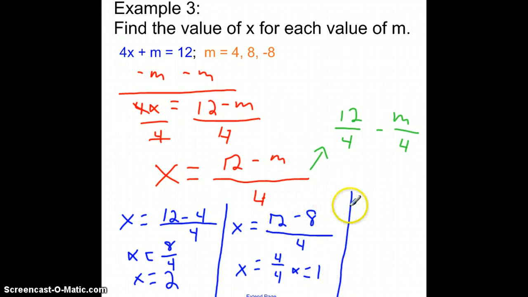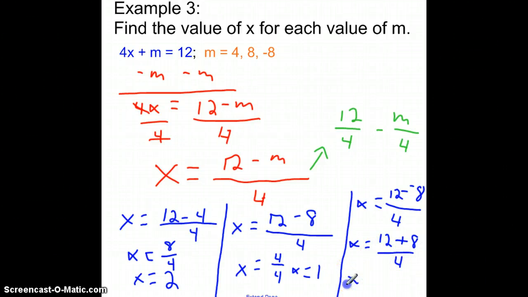And then the last one we're going to do is m equals negative 8. So x equals 12, and let's be careful when we plug this one in. 12, take that minus sign, then minus negative 8. And minus minus, that's going to give me a positive. So if we rewrite this, what we actually end up with here is 12 plus 8 over 4. 12 plus 8 is 20. 20 over 4 is 5. So x equals 5.